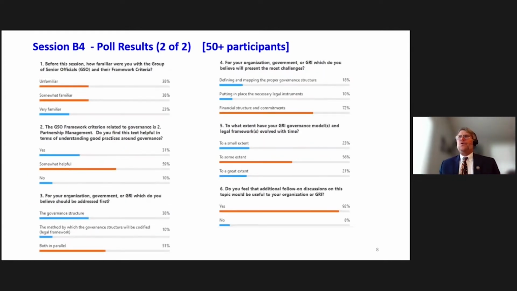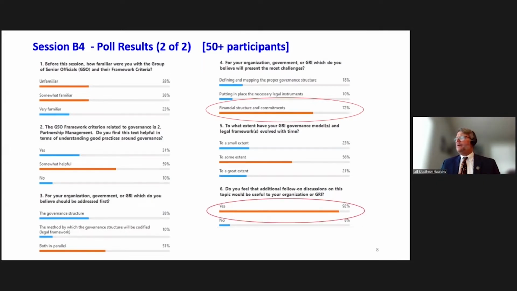So for B2, the poll, again, we wanted to figure out how the GSO was doing and how effective the framework was. Doing okay, but likely a little bit of work that we can do there. You can see in question 3 that most folks believe that these governance and legal forms should be done in parallel, but governance was probably the more important part of it. And on these last 2 questions, this is basically what Friedrich talked about in session A, that we seem pretty comfortable with legal instruments and governance. The issue today seems to be financial structure and commitments, and obviously theme A dealt with that. So these things are informing our recommendations at the end.